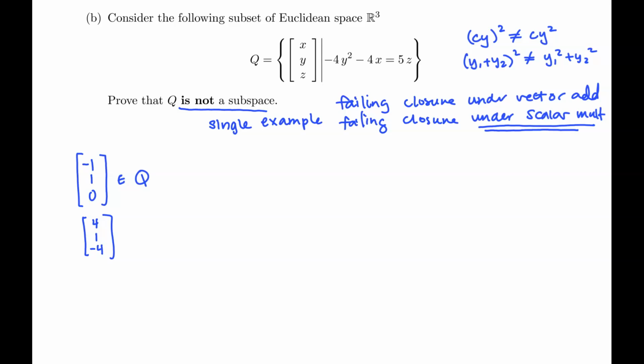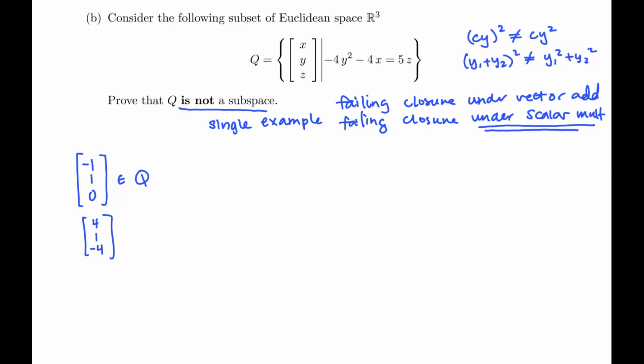This is the whole point of closure: if I have some vector in my subset, and I multiply that vector by a scalar, or I add that vector to another vector from my subset, I should still stay in my subset if I am in a subspace, right? And so I'll go, okay.